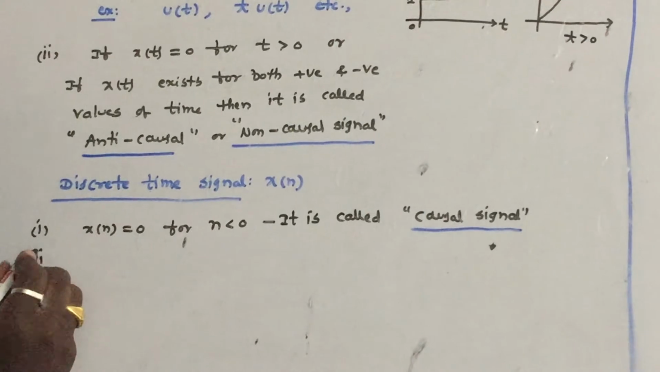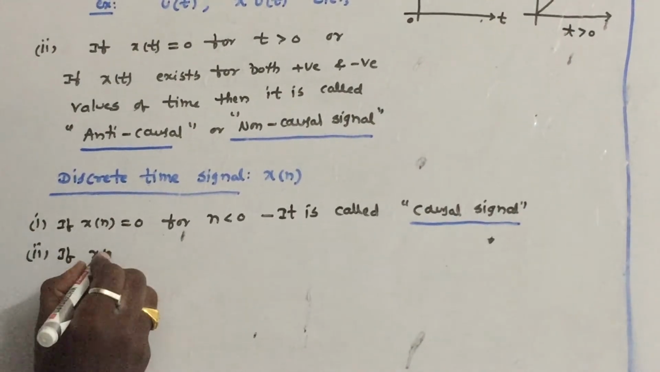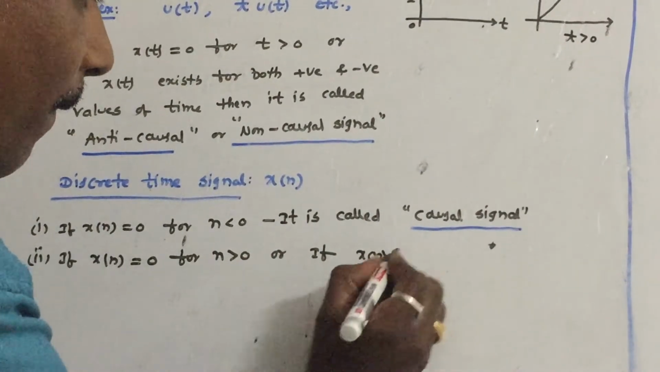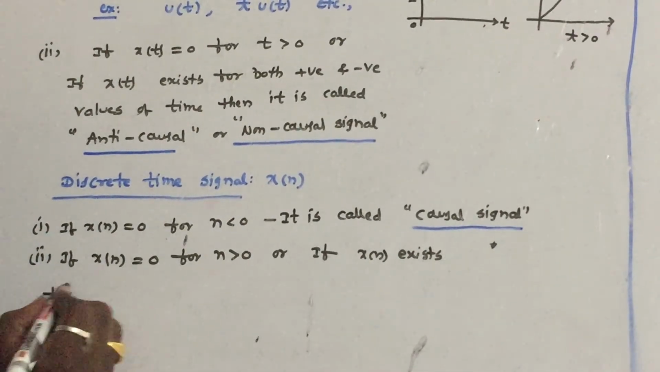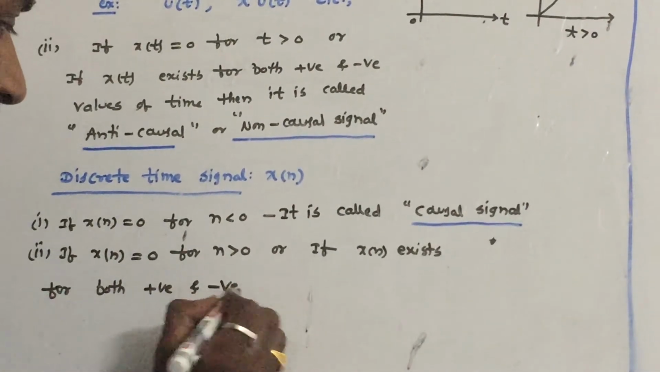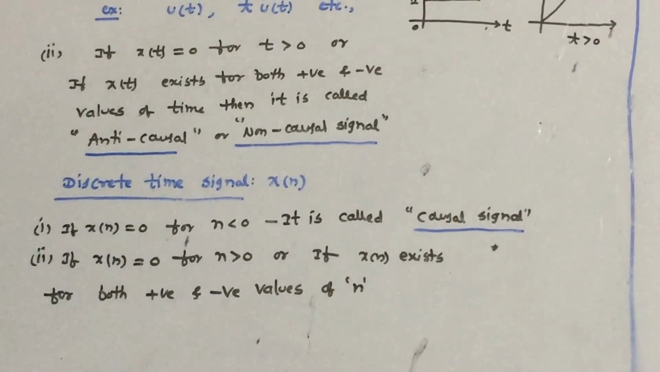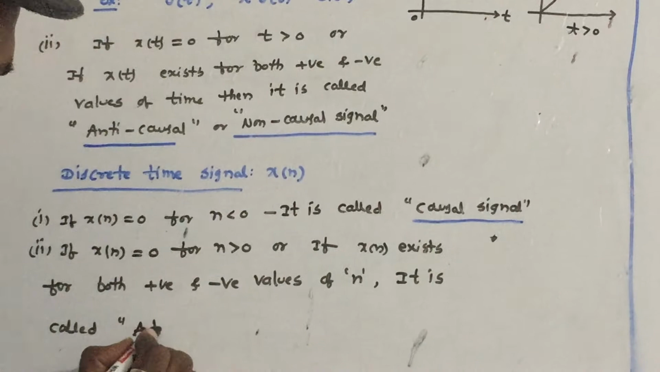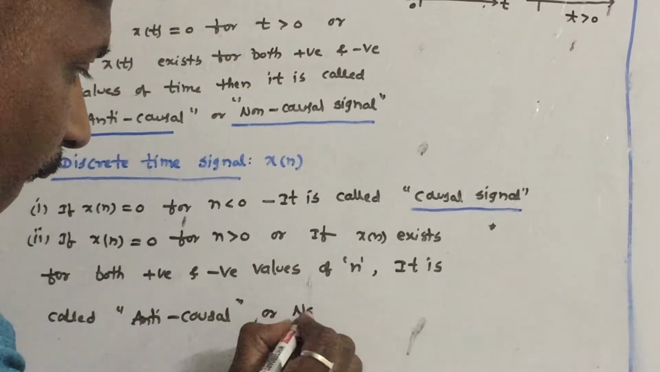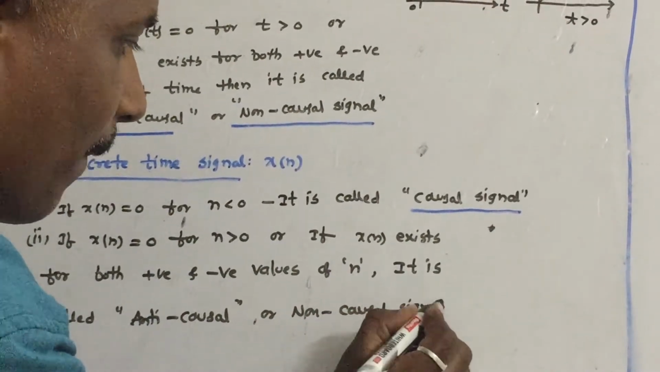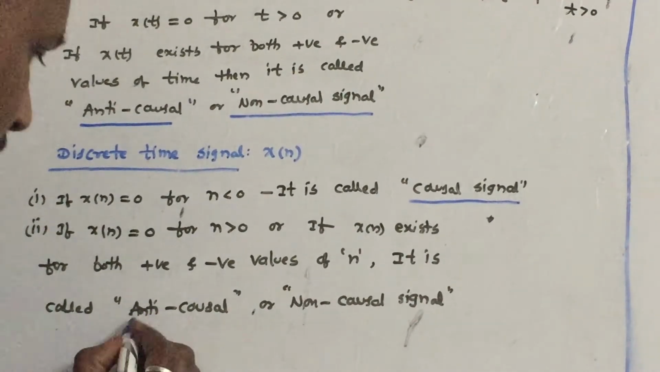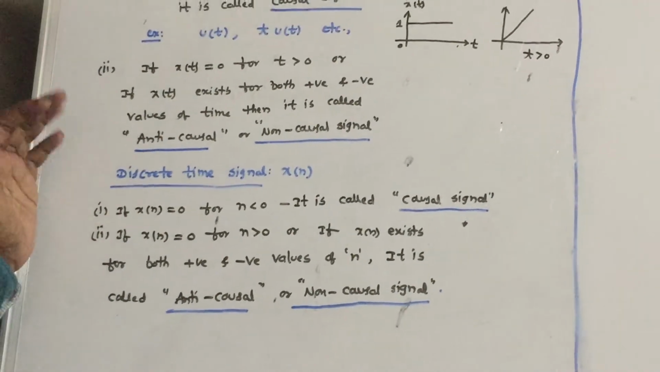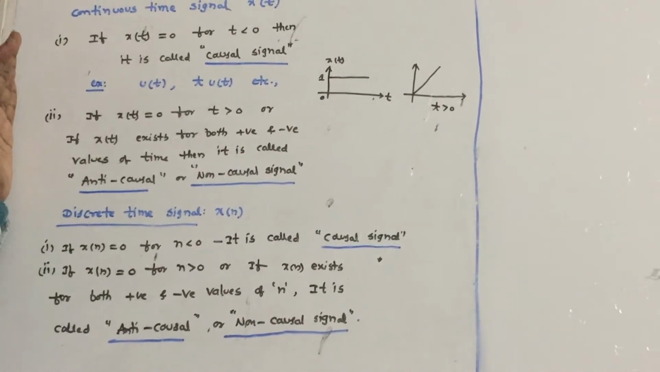Similar to continuous time signals, if x of n is equal to 0 for n greater than 0, or if x of n exists for both positive and negative values of n, it is called anti-causal or non-causal signal. Let us see these cases with some examples, very simple definitions. We have to write these things in short answer questions. Let us see the examples one by one.